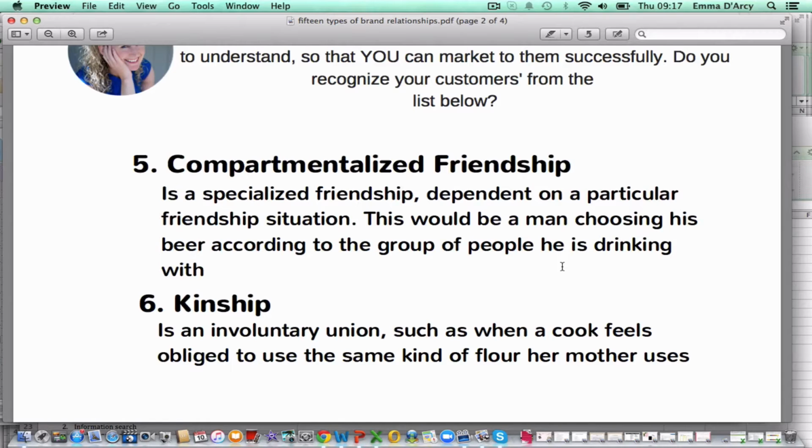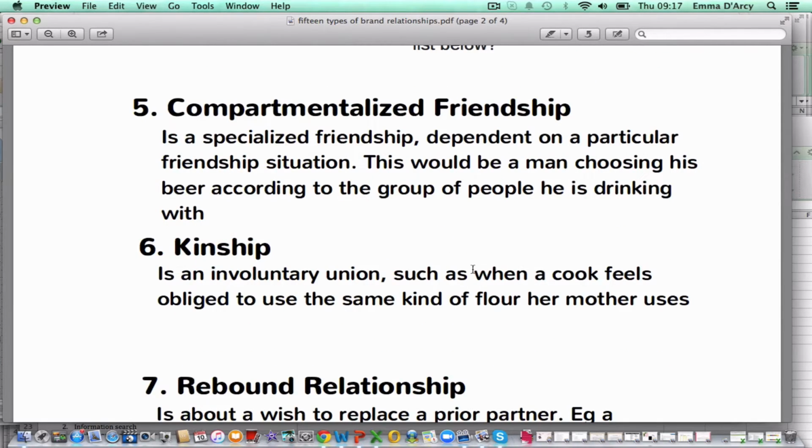And also just to point out as well, that as a business owner, you can be very swayed towards being positive about that relationship. So you need to do some investigation, you need to do some research and see what your customers think, and not just what you think your customers think. And that's usually important to do as well. Kinship is an involuntary union, such as when a cook feels obliged to use the same kind of flour her mother uses. So this kind of goes back to the whole thing, your family, you can't get rid of your family, they're there forever, that type of an idea.